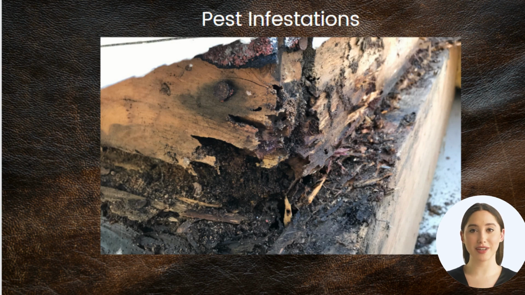Pest infestations. Many pests, including termites, ants, and rodents, are attracted to moist environments. A humid crawl space can provide an ideal breeding ground for these pests, leading to infestations that can spread to the rest of the home.